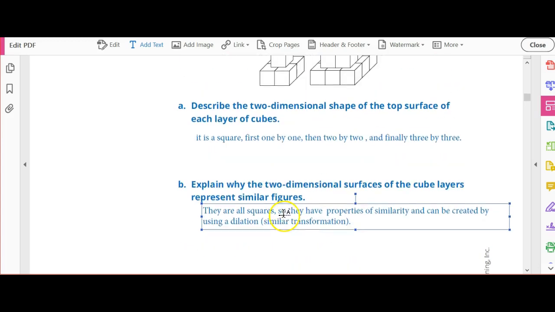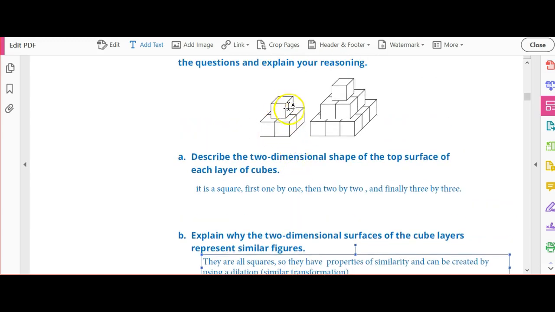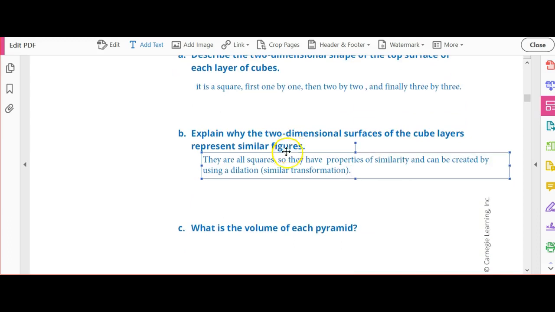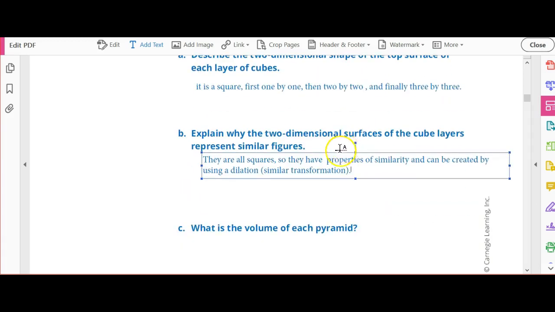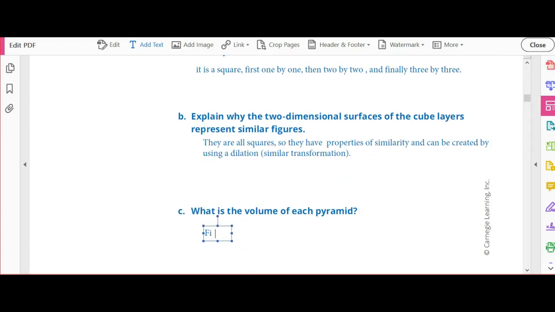All right, what is the volume of each pyramid? Well, we can count this one. This one is 1, and then there's 4, so it's a total of 5. So the first has a volume of 5 cubic centimeters. The second one has 3 by 3, that's 9, plus 2 by 2, that's 4, plus 1. So 9 and 4 is 13, and this is 14. So the first has 5 cubic centimeters. The second has 14 cubic centimeters.